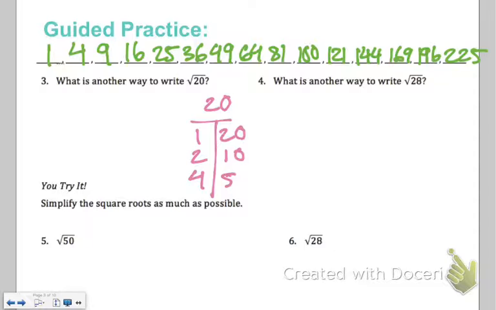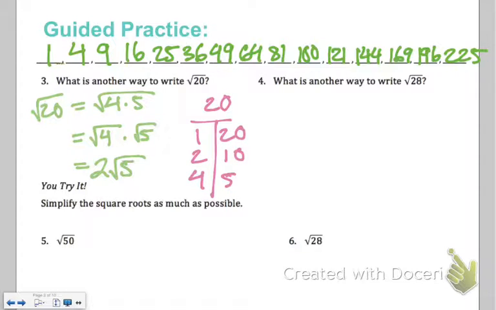So the largest perfect square number that we have on our list is 4. And being that 4 is a perfect square number, we can rewrite the square root of 20 to be equivalent to the square root of 4 times 5. So now what we're going to do is treat each of these factors as a square root number. So now we can take the square root of 4, we can't take the square root of 5. So we're simply going to write this as 2 times the square root of 5.